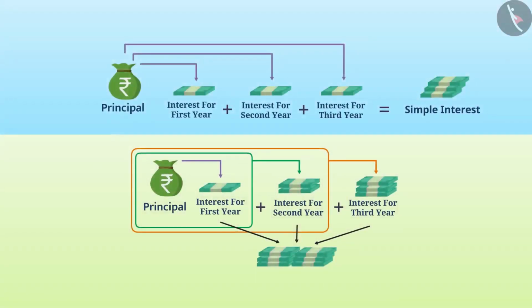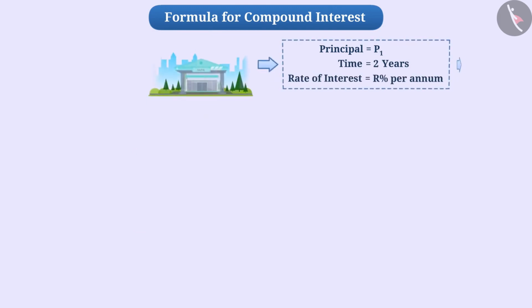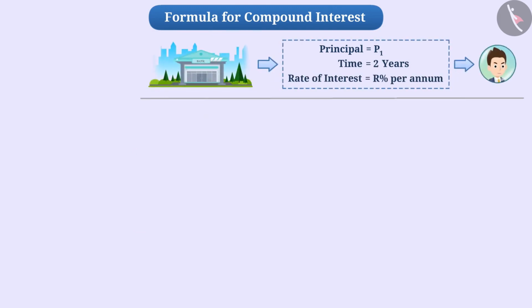In the previous video, we learnt about compound interest. Let us now find the formula for compound interest. Consider the principal P1 is borrowed for 2 years at R% rate of interest per annum. Let's find the compound interest on this.